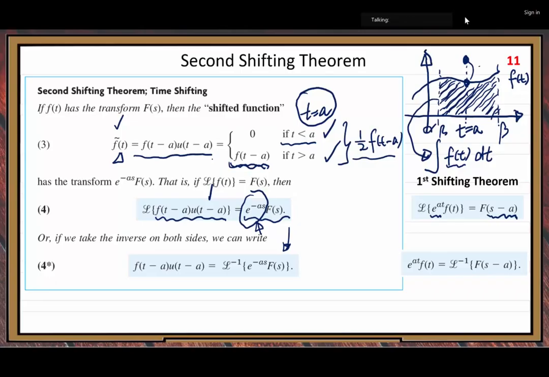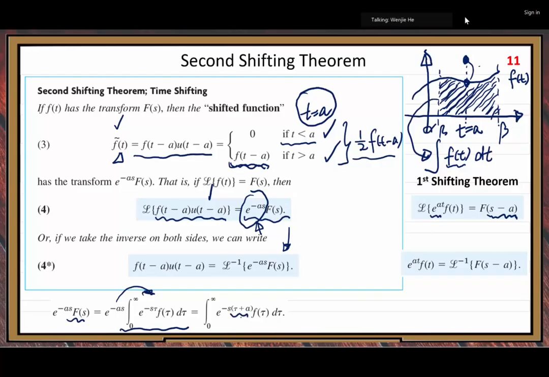Then let me prove why it is correct. Because the computation is very easy, we can understand it quickly. All right, let's calculate. By the definition, capital F, the Laplace transform. Then we multiply the e term in.